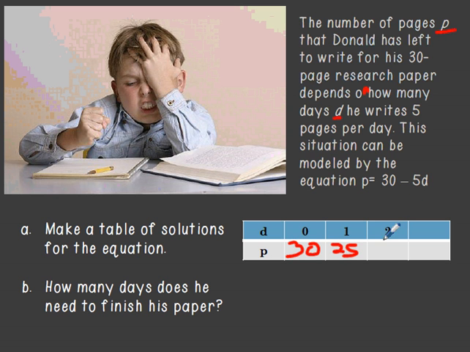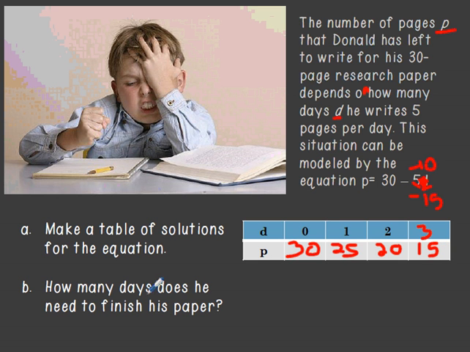So for day 2, I plug in 2 for the D. And so negative 5 times 2 is going to give me negative 10. Okay, so now that I have negative 10, 30 minus 10 is going to give me 20. Well, let's see. Let's go for day 3. Let's just complete our table here as it's asked us to do over here. So if I put 3 in, that's going to give me negative 15 because 3 times negative 5 is negative 15. 30 minus 15 is going to leave me 15 pages.